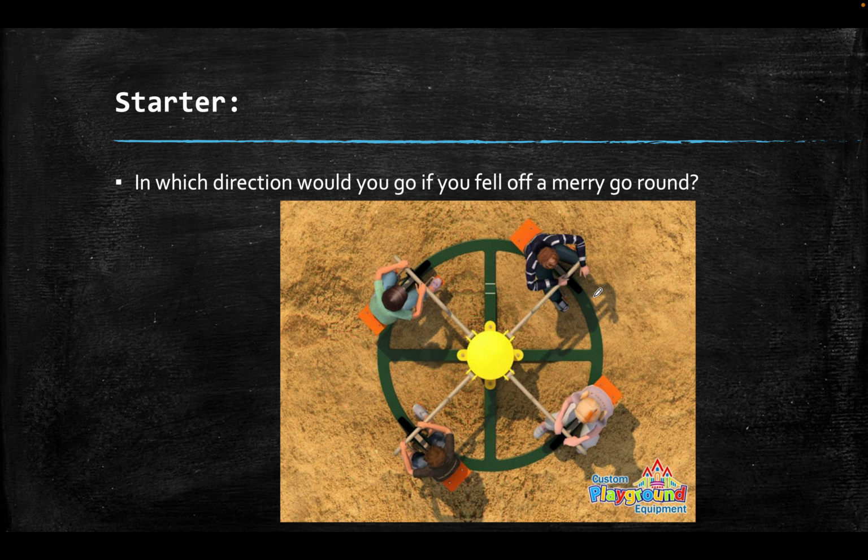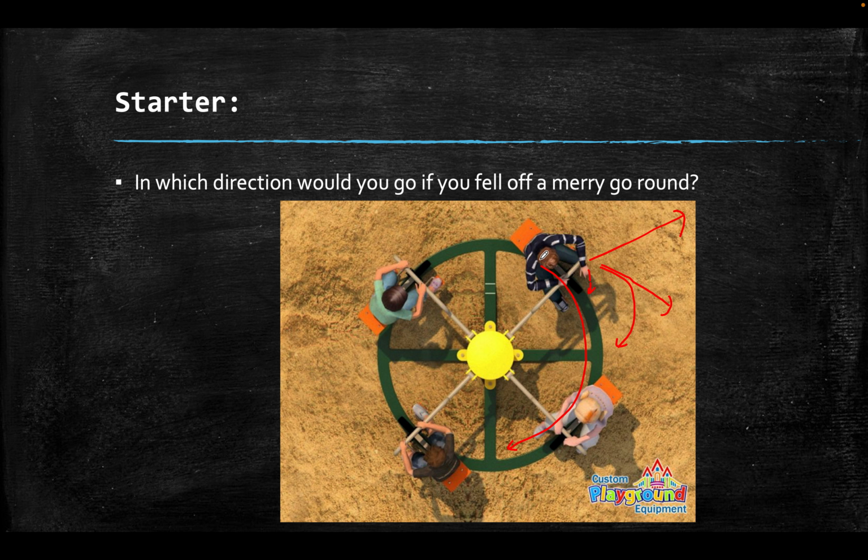So, quick question. If you were on a merry-go-round and you are going around in a circular path like this, but let's say you fell off, how would you land on the floor? Would you go in a curved way? Would you go straight? Would you fall straight back down? Would you go out? What do you think would happen?